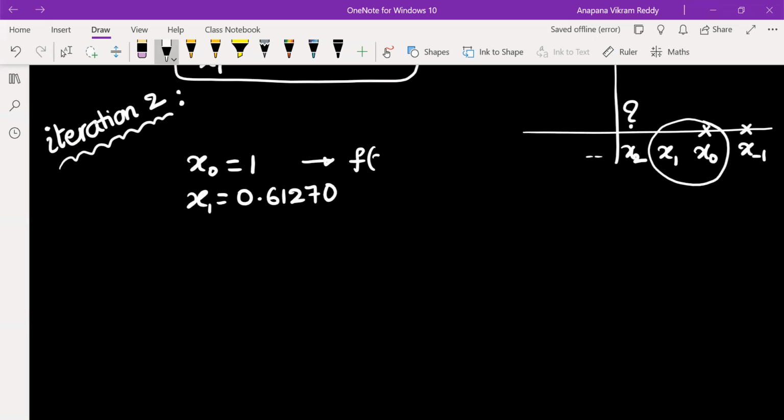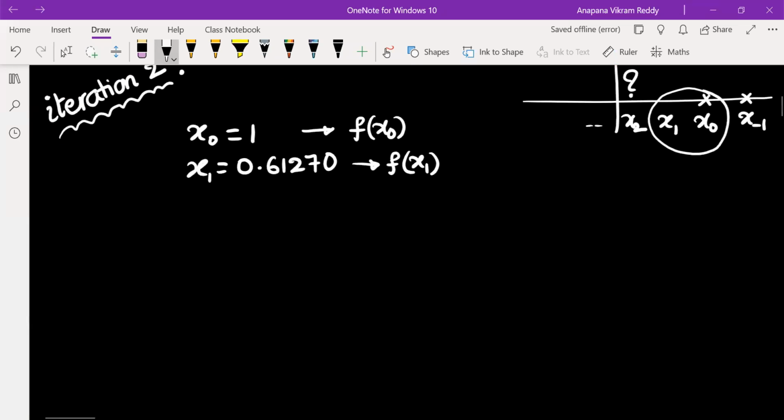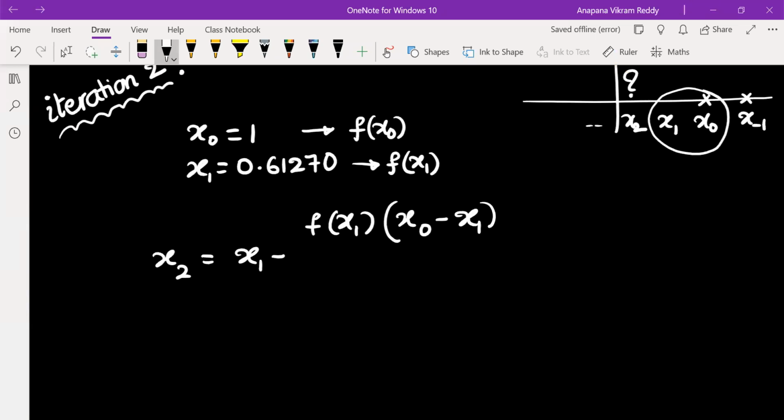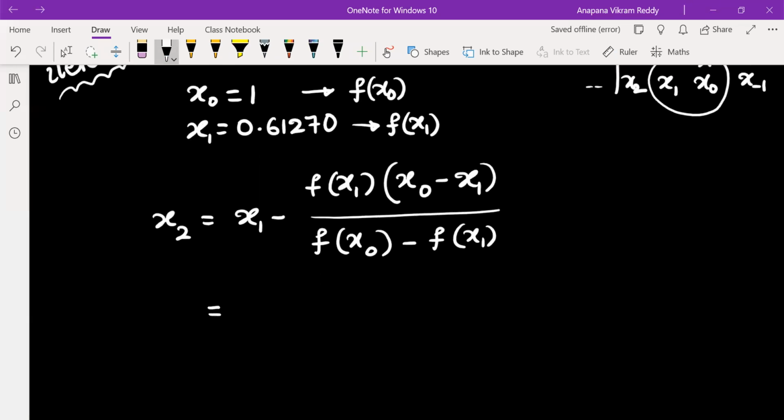Now, what do you do here? You find again f of x_0, you find again f of x_1. Then you find this estimate. x_2 is equal to x_1 minus f of x_1 multiplied by x_0 minus x_1, divided by f of x_0 minus f of x_1. Okay, so am I doing correct here?